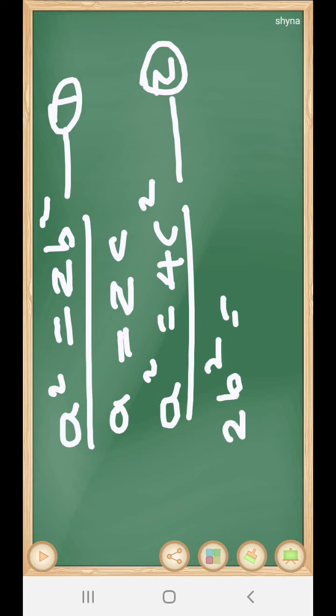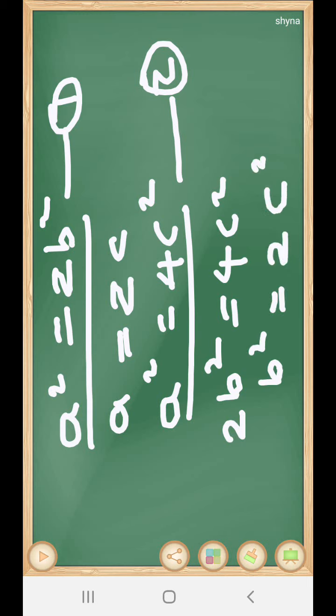So 2b square equals 4c square. LHS equal, so RHS equal. 2 and 4 we can cancel, so b square equals 2c square. That means what can we say? b square equals 2c square means 2 is a factor of b square.